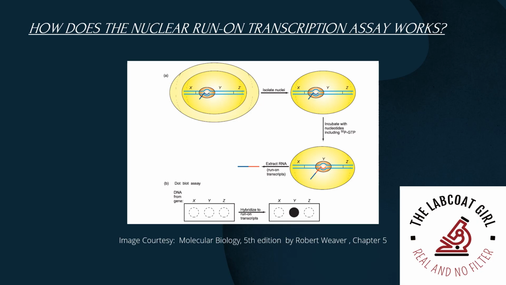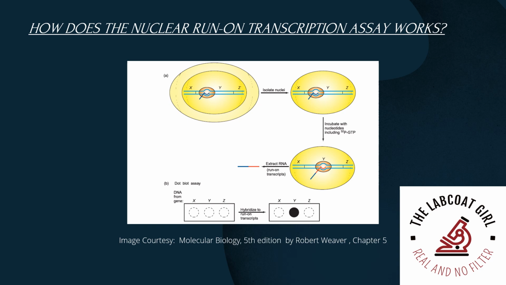So once the elongation takes place, you extract the RNA and then use the dot blot assay, और यहाँ पे XYZ gene के DNAs को रखना है on nitrocellulose or any other suitable medium. Okay, it could be nitrocellulose or any other thing. And hybridize the blot to the labeled run-on transcript.